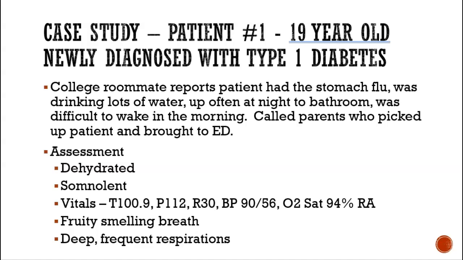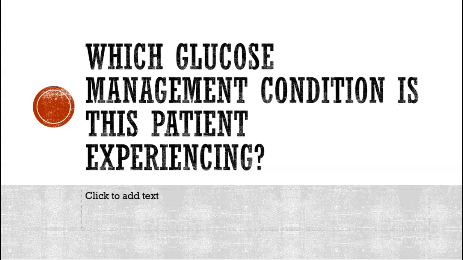On assessment, the ED nurse found the patient to be dehydrated and somnolent. Vital signs are listed there; I won't read them to you. They noted fruity smelling breath and deep and frequent respirations. So think about which glucose management condition this patient is experiencing. If you said hyperglycemia, you are correct.